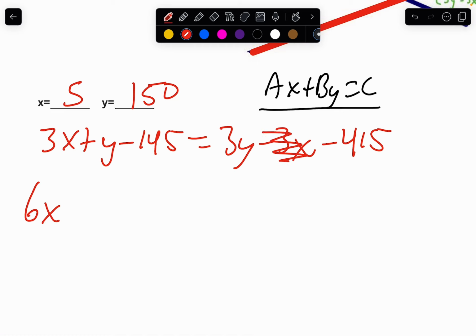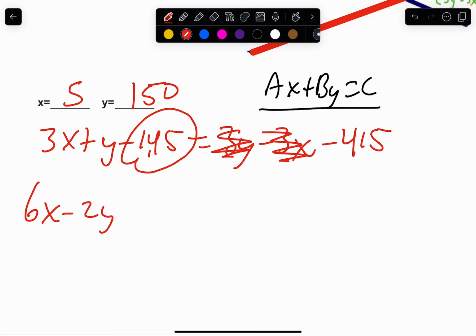I'm going to subtract 3y. There's already a y over there. That's going to be minus 2y, but that's gone. And then I'm going to take this number to the other side. Remember, I want the constants on the right. So I'm going to do 415 and 145. So 415 minus 15 would be 400. Minus 30 would be 370. It's going to be 270. Negative 270. So that's my first equation.